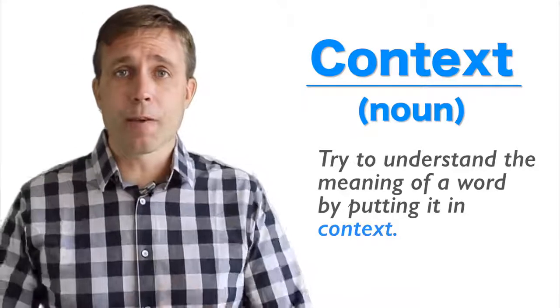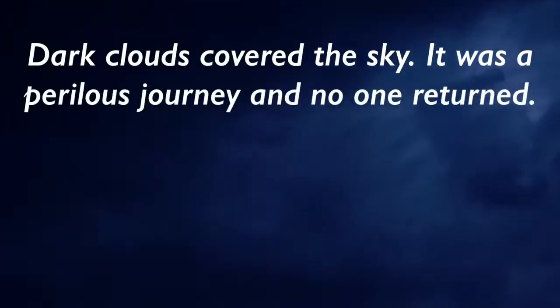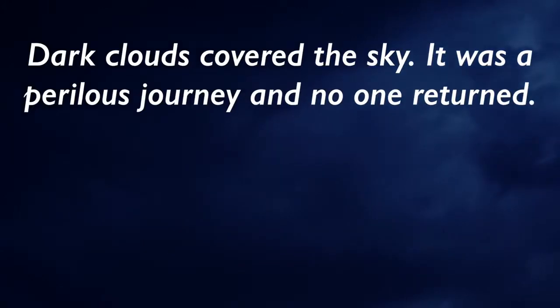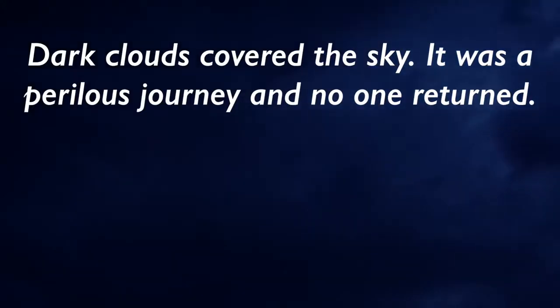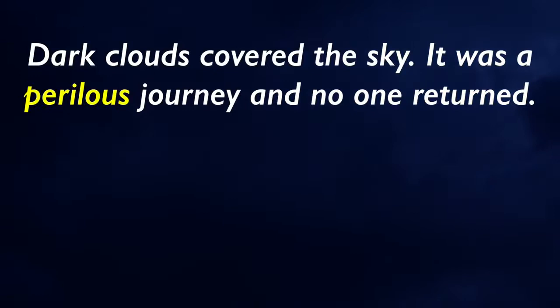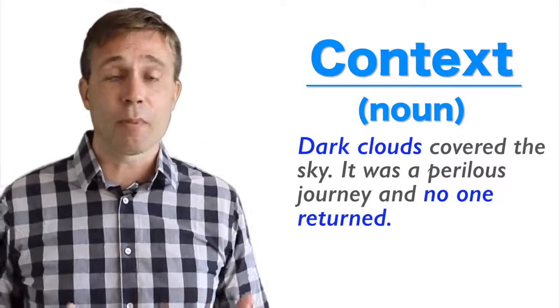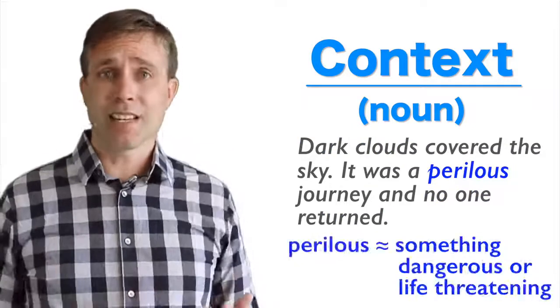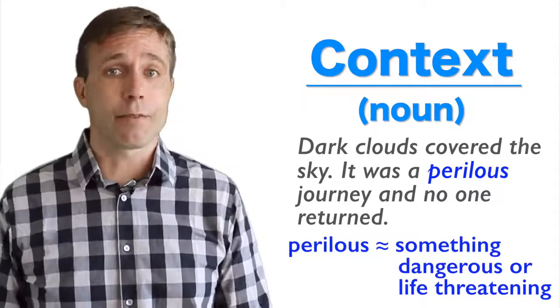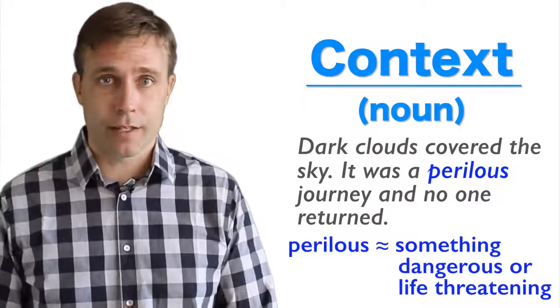So, for example, maybe we have a passage that reads, dark clouds covered the sky, it was a perilous journey, and no one returned. Well, if I don't know what the word perilous means, I can put it in context. Dark clouds, no one returned, well, these are bad things, so maybe perilous means something that is dangerous or even life-threatening. We can put it in context.